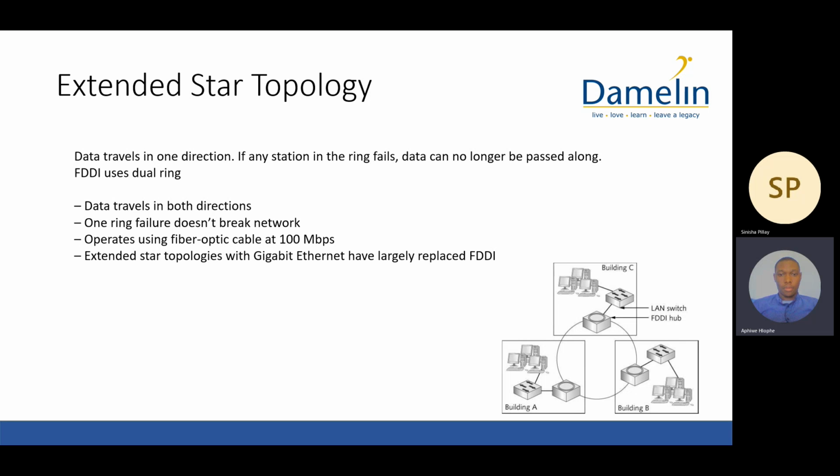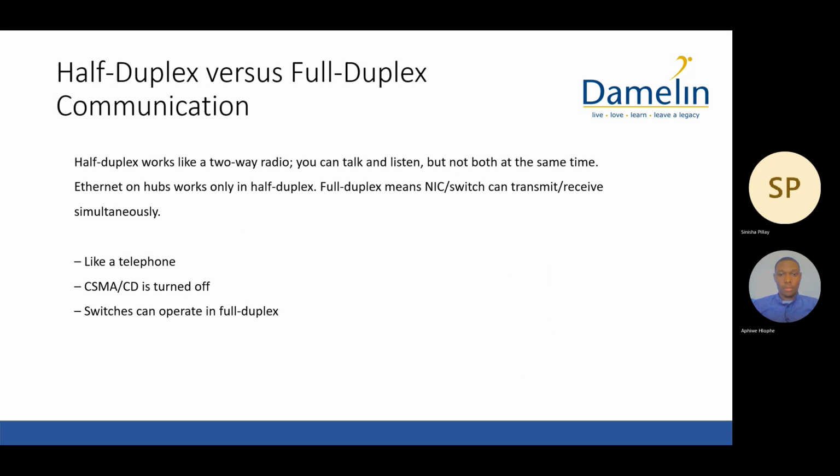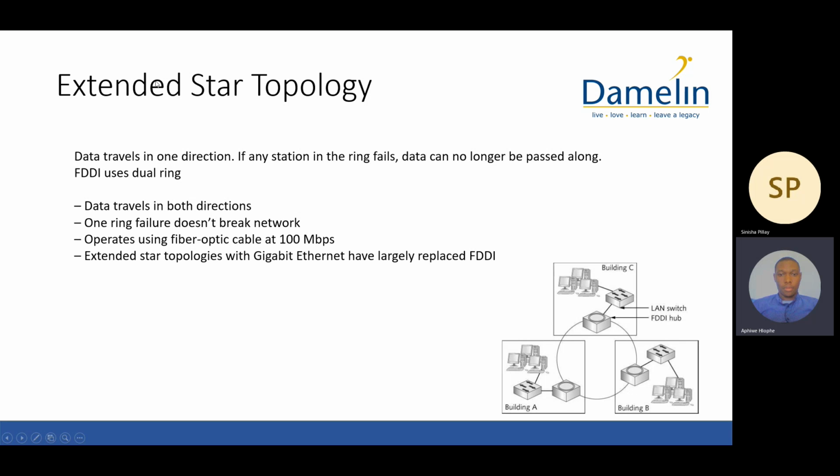So again, data travels in one direction. In any station, if the ring fails, data can no longer be passed along. So this is more of, I think this was supposed to be, yes, sorry, this was supposed to be the token ring, not extended star topology again. So this was supposed to be token ring. Nonetheless, the token ring topology is no different to the star topology in the way they are organized physically.